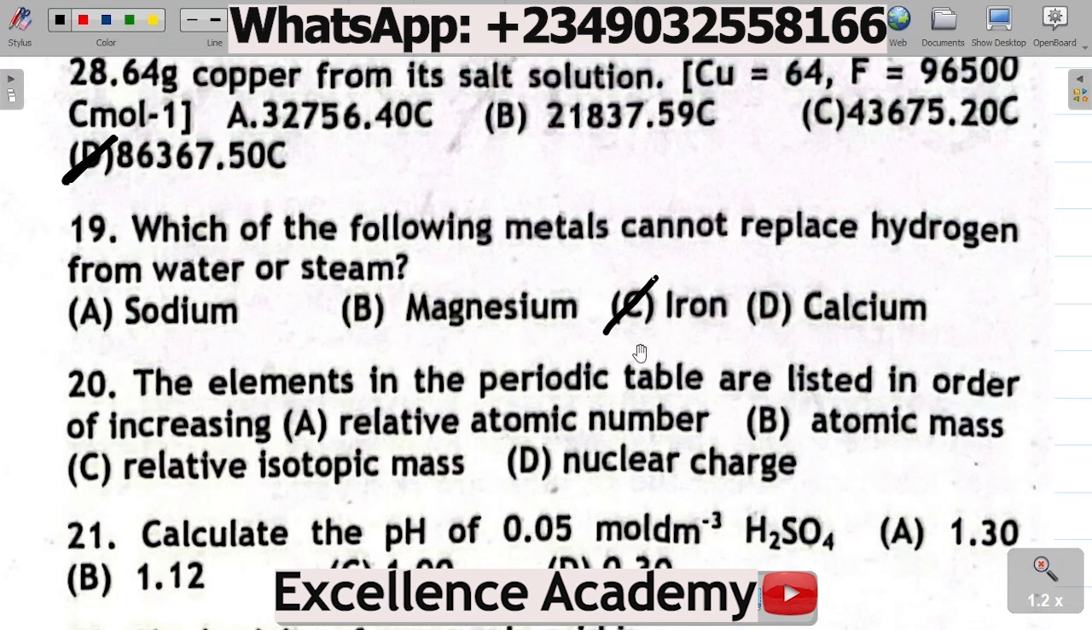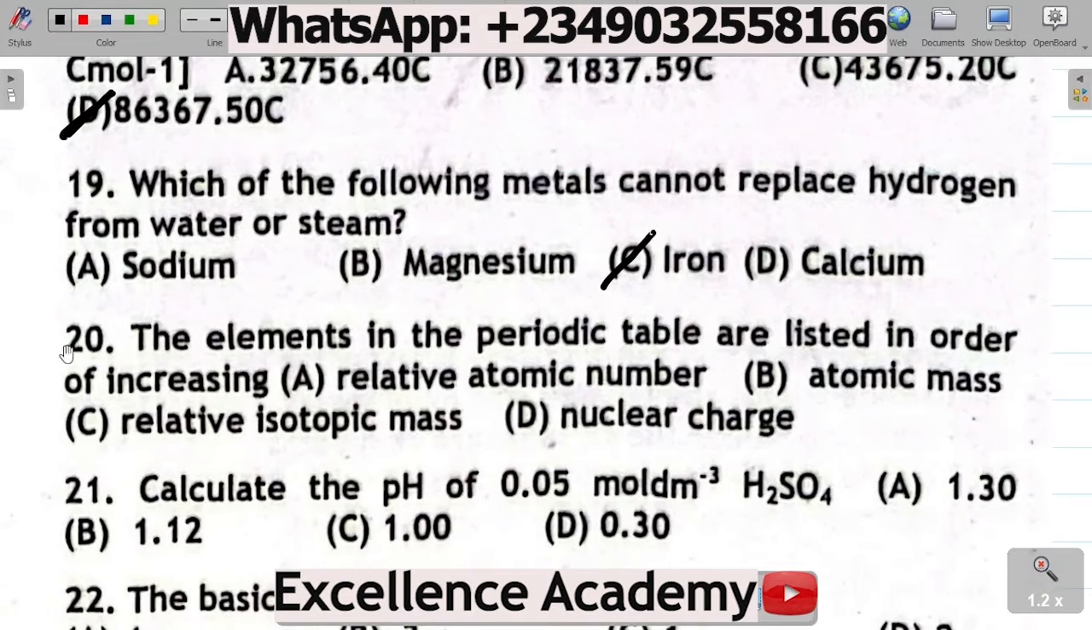You want to take note that sodium and calcium, that's A and D, react with cold water. Magnesium reacts with hot water or steam. Meanwhile, iron reacts only with steam and not water easily. So for the options provided here, the least reactive is iron. When they say which of the following metals cannot replace hydrogen from water or steam, it's usually iron. So that's your correct answer.